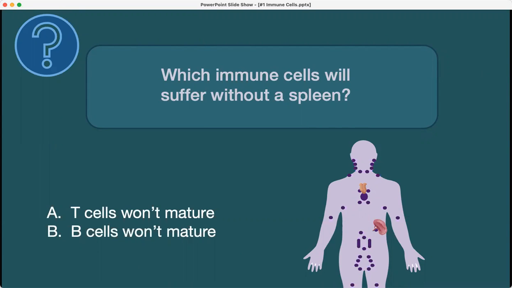Which immune cells will suffer without a spleen? Is it the T cells or the B cells? I haven't told you this yet, but we will. The answer is your B cells won't mature. So if you look at this image of the immune system, you have the thymus and the spleen that is included as part of your immune system.